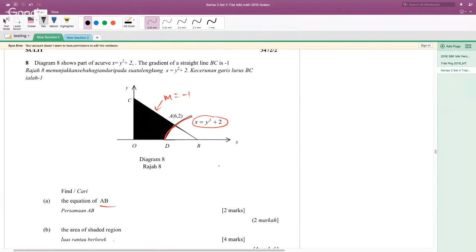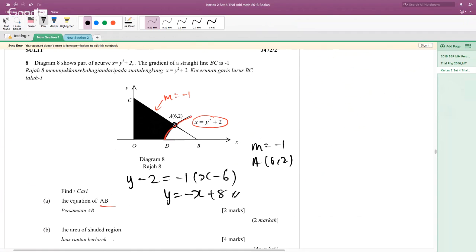It's very easy. I have the gradient, which is -1, and I have the coordinate A, which is 6, 2. Then I just form the equation using y minus y1 equals m times x minus x1. So y basically equals -x plus 6 plus A. This is my equation. After I got this equation, I will try to find all the coordinates in the diagram. The y-intercept is A, so C should be 0, 8. B is when y equals 0 on the x-axis, which is 8, 0. It's quite simple.